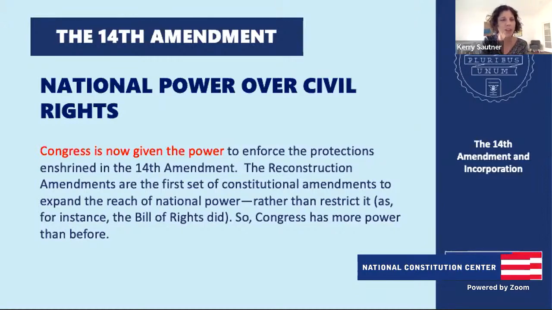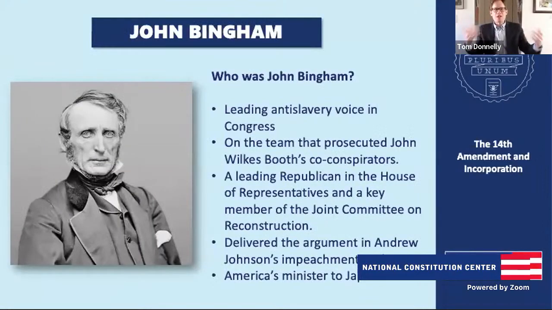And why should we know who John Bingham is and what should we know about him? Yeah, so John Bingham, he's a forgotten founder. He was a representative from Ohio in the US House. But for our purposes, his most important legacy is that he was the primary author of Section 1 of the 14th Amendment. That big block of text we read at the beginning, he was responsible for much of it.